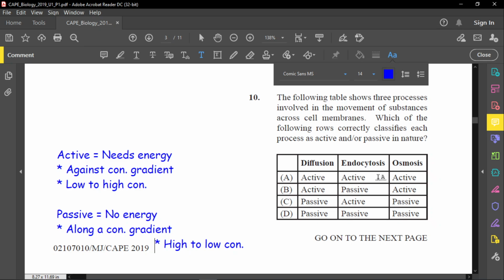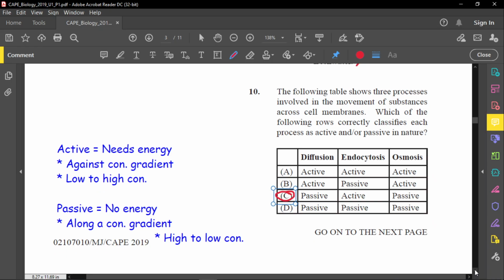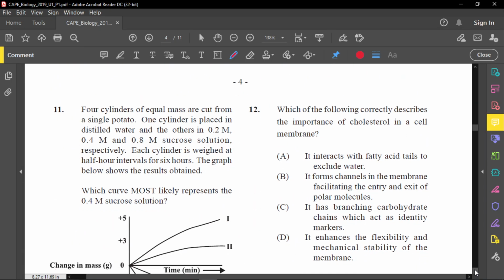But when it comes to endocytosis, endocytosis is active. And so then our answer here will be C. So let's say option C is our correct answer for question number 10. All right, let's go to question number 11.